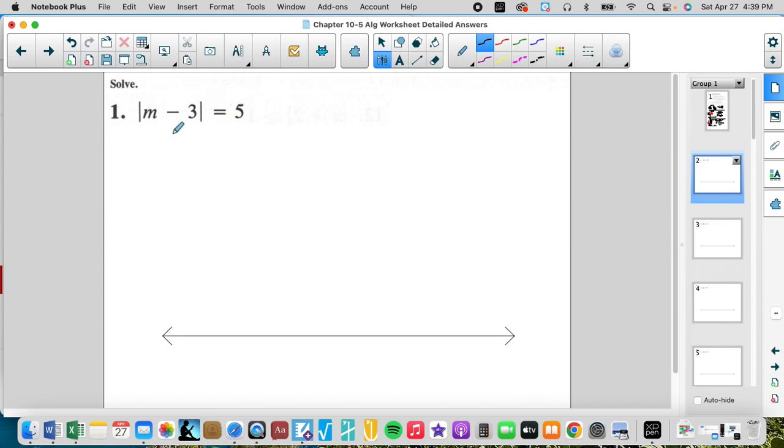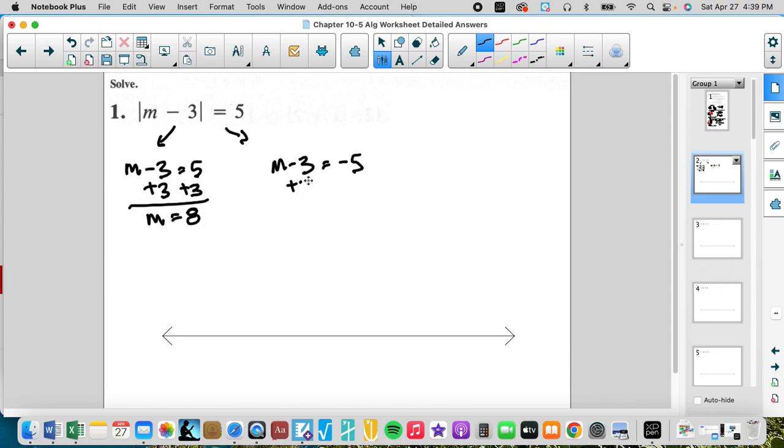So this is an equal. So we're still going to write two equations. We're going to write m minus 3 equals 5, or m minus 3 can equal negative 5. Because remember, inside here can be equal to 5, or inside here can be equal to negative 5. That's the beauty of that thinking. If we understand what absolute values represent, this comes out to be relatively simple in concept. But you do have to think about it and understand what absolute value is and what can be in here. This can equal either 5 or negative 5.